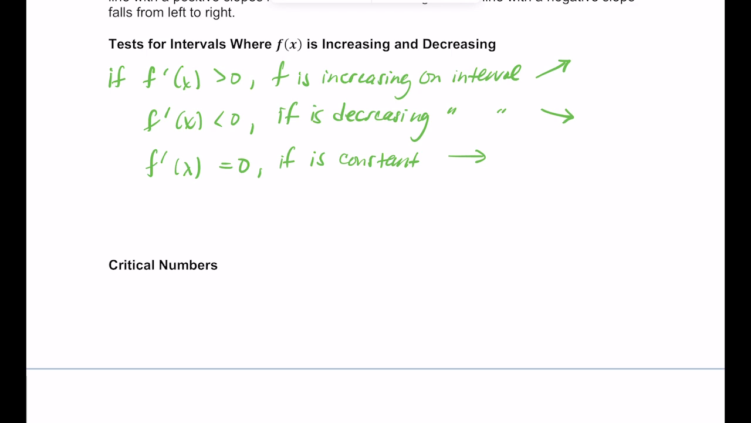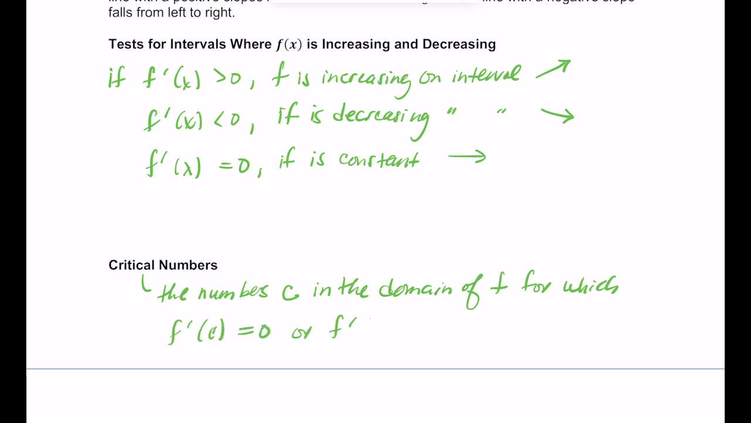So in order to determine all of this and to help us graph a function, one of the keys that we use to graph is whether the function is increasing, decreasing, or constant. So the derivative is going to help us with that. In order to determine where these functions increase, decrease, and are constant, we need to look at what are called critical values. And the critical values are kind of like your boundaries. So the numbers c in the domain of f for which f prime of c equals 0 or f prime of c does not exist.